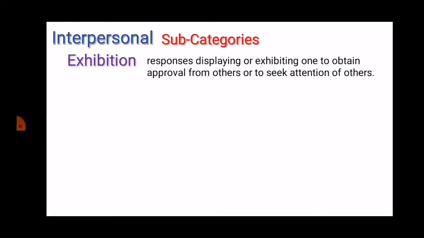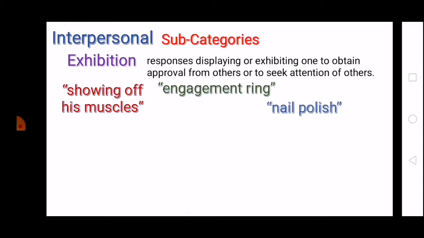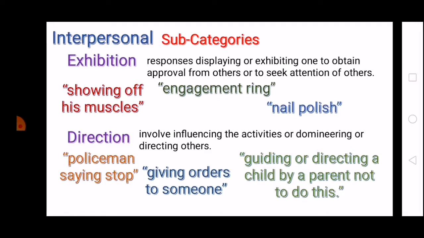Next is the interpersonal subcategory of exhibition. Responses displaying or exhibiting a wish to obtain approval from others or to seek the attention of others. For example, showing off his muscles, an engagement ring, nail polish. Next is direction. So it's obvious: domineering or directing others, or involving influencing their activities. Let's say a policeman saying stop, giving orders to someone, or a parent guiding or directing a child not to do this.